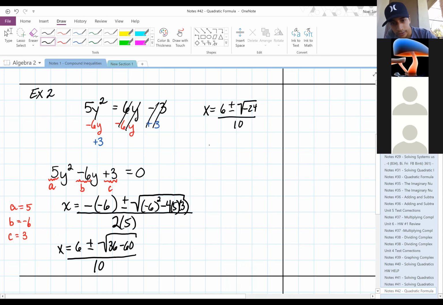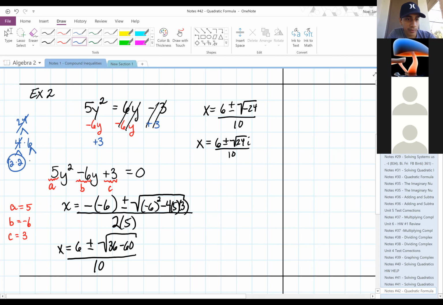Okay, so first let's extract the I. So we have 6 plus or minus root 24 I, all over 10. And now we can simplify that 24. Maybe back here on the side, we take 24, we factor tree it. What's a good one? 6 times 4 maybe. Yeah, let's do 4 times 6. 4 then factors into 2 times 2. So we have a pair. And 6 factors into 3 times 2.